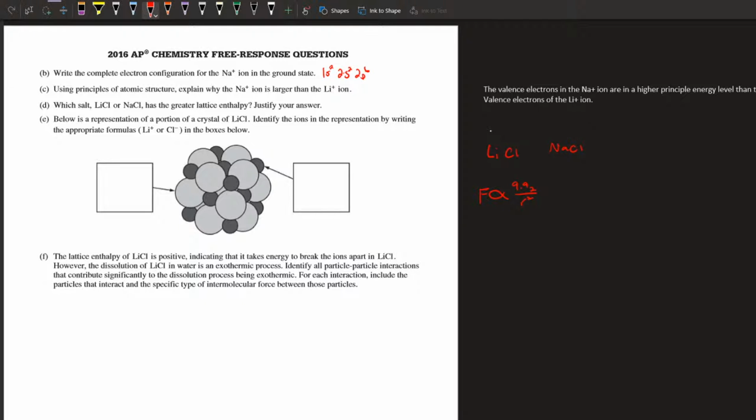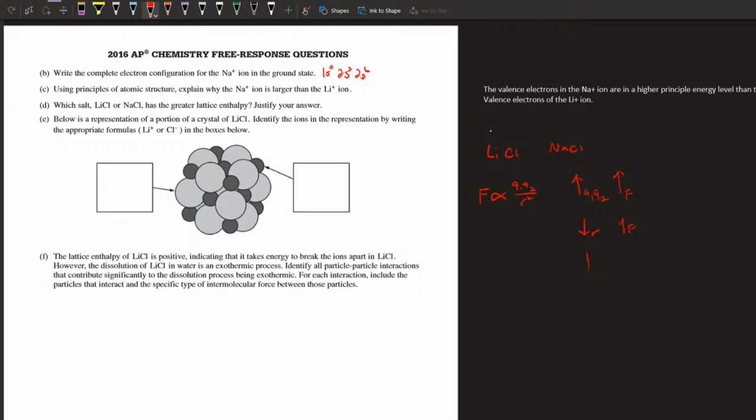So when we look at this, it just means that as the charges of the two particles increase, the force increases. So as Q1 and Q2 increase, the force increases. But as the radius decreases, the force increases.